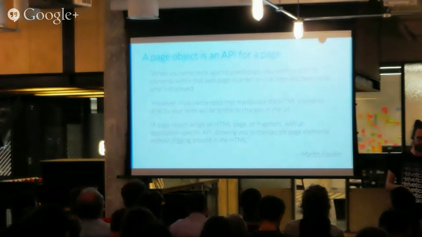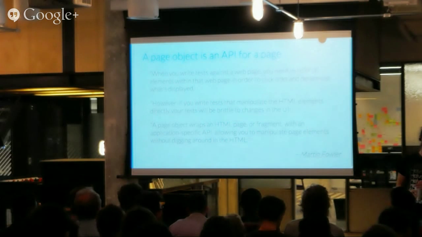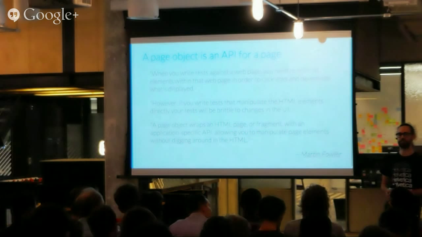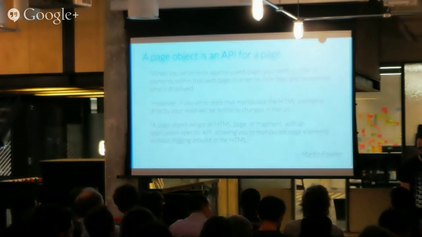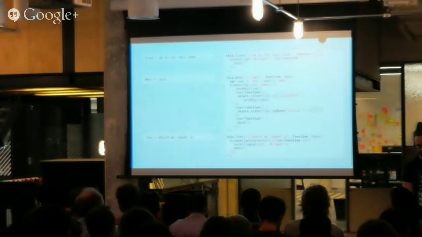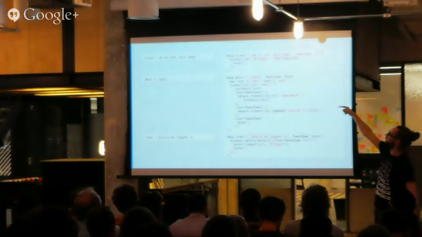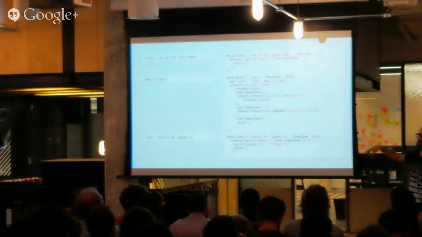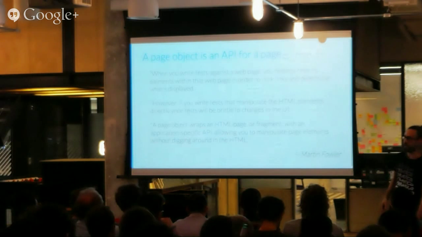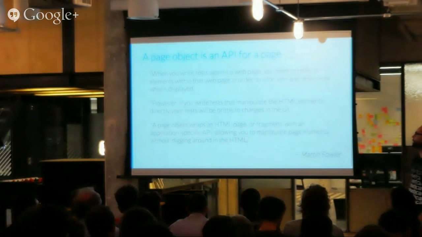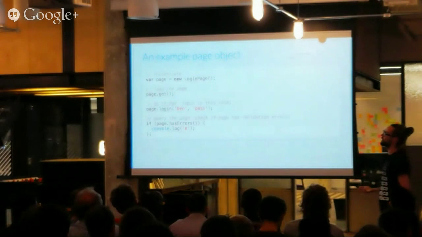A page object wraps an HTML page or fragment with an application-specific API. And that's the key word. It's an API for your page. So where you previously might have had a complex bunch of HTML, all this stuff you've got to do, and it's all tightly coupled to the exact CSS structure and so on, wouldn't it be nice if you could just actually have a really simple API? And one way that we could implement that is this.